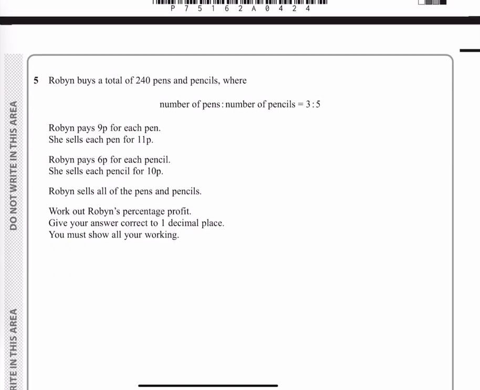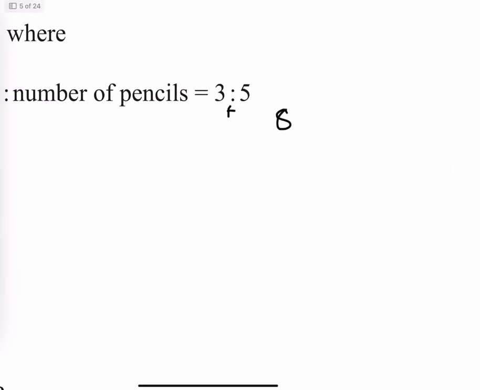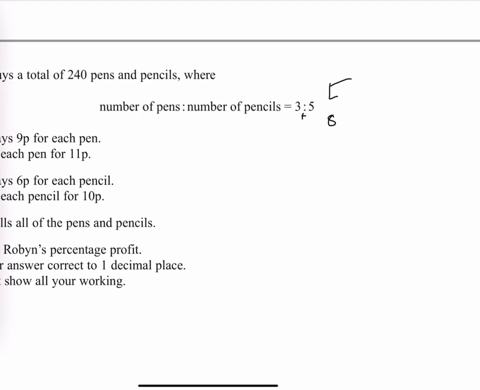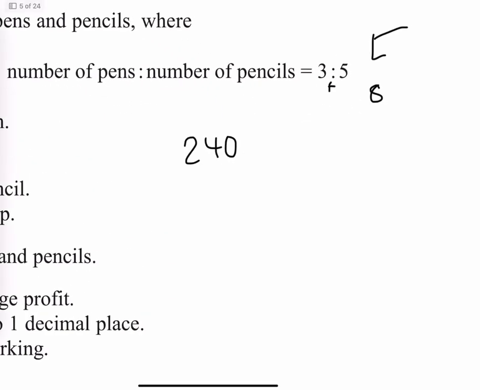Ooh, interesting. Bit of a pain, but it's fine. Okay, so first things first, let's work out how many pens and pencils Robin has. So that adds up to 8 in total. So for every set we get 8. So how many sets essentially have we bought of 3 and 5? So just assume in your head she's bought a set that has 3 pens and 5 pencils. There's 240 in total. So 240 over 8 gives you 30. So she's got 90 pens and 150 pencils.